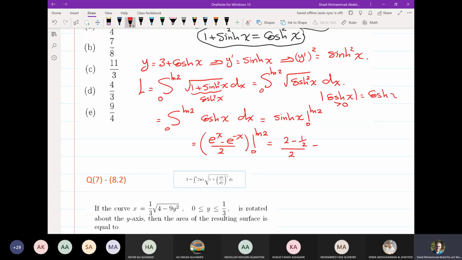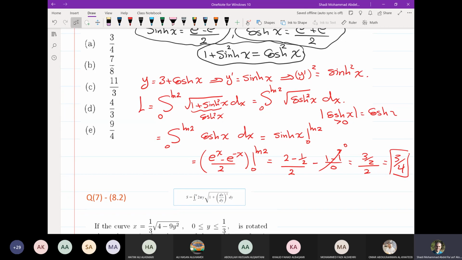Substitute 0: e to the power 0 is 1, minus e to the power minus 0, also 1, so this is 0. So the answer will be 2 minus half, which is 3 over 2, over 2. So the answer will be 3 over 4, which is A.